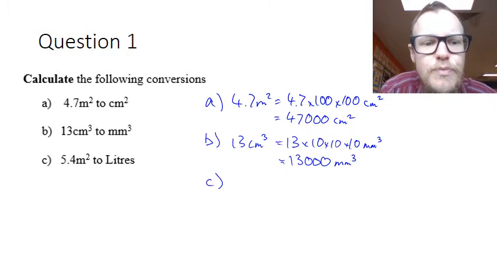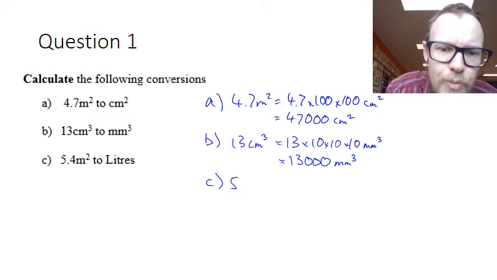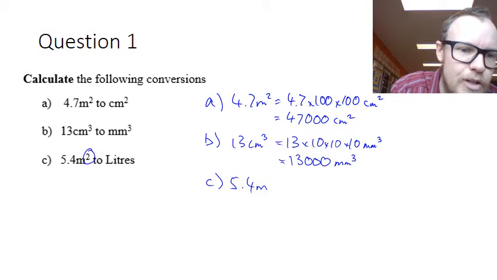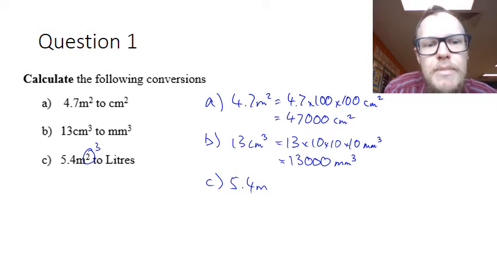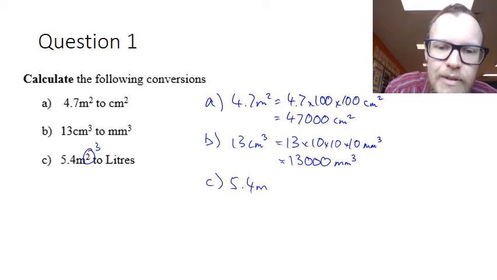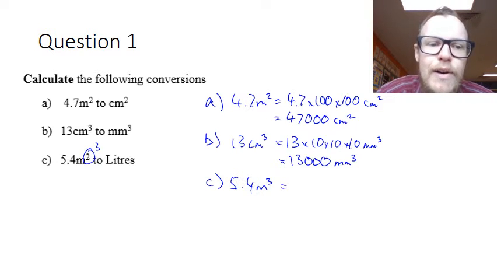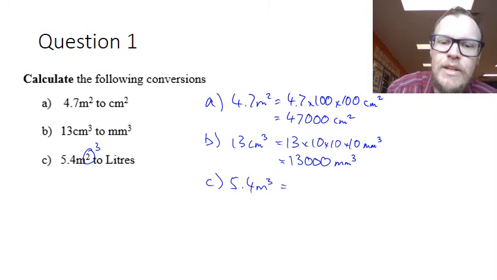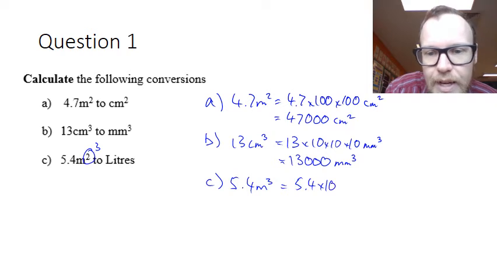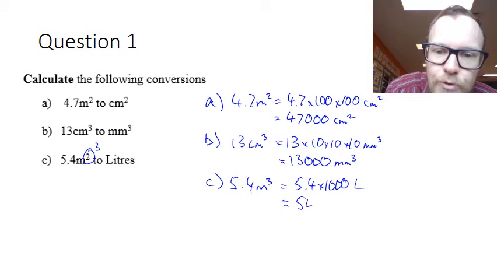For C, we've got 5.4, this probably should be cubic meters, because we can't convert square meters to liters because they're different units, but we know that there are 1,000 liters in one cubic meter, so that means this is going to be 5.4 times 1,000 liters. So that's 5,400 liters.